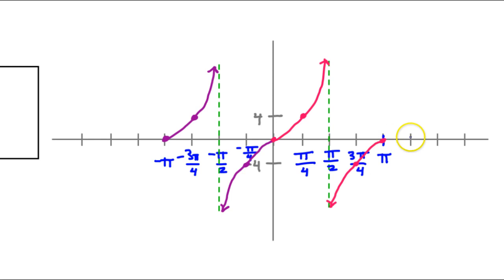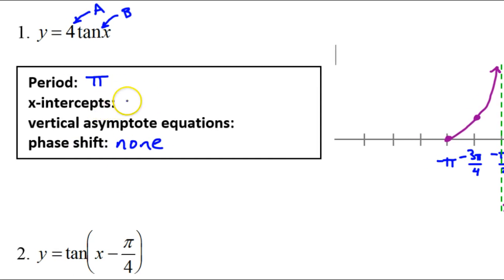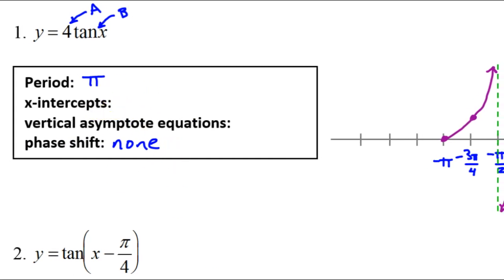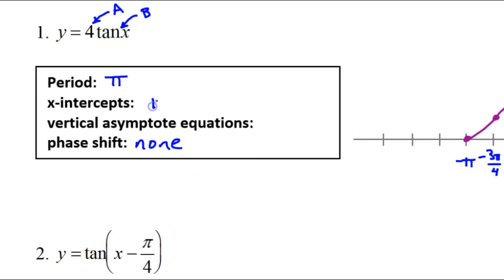For example, so 1, 2, 3, 4, there would be another x-intercept here, and of course that would be at 2 pi. And the next one would be at 3 pi, 4 pi, 5 pi. So what you can do to write an expression for all the x-intercepts is just go ahead and mention one of the x-intercepts, like pi. Okay, and then say, all right, it'll be pi plus, and then mention the period. So I'm going to say plus n pi, where n is going to represent an integer.